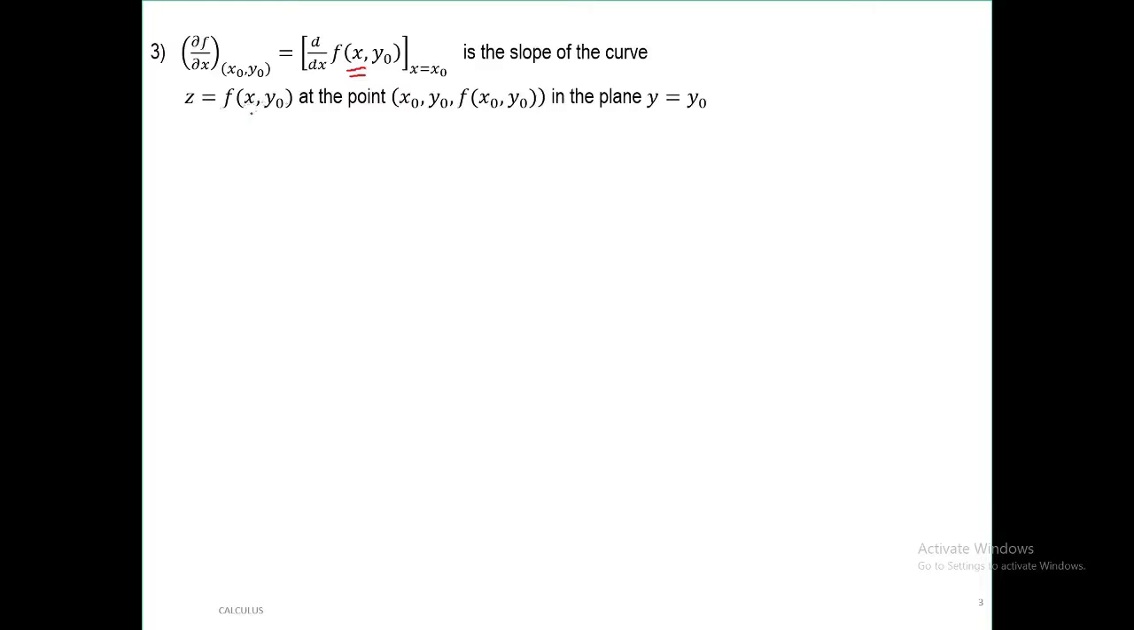This represents a curve. Initially f is a function of two variables. It represents, for example, the surface x square plus y square. That is one of the surface examples. So initially it represents a surface, but now after substituting y is equal to y naught, it represents a curve, at this point in the plane y is equal to y naught. Why? Because you are substituting y is equal to y naught. Therefore, in the direction of x you are finding the derivative, in the plane y is equal to y naught.